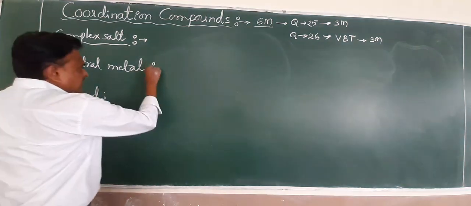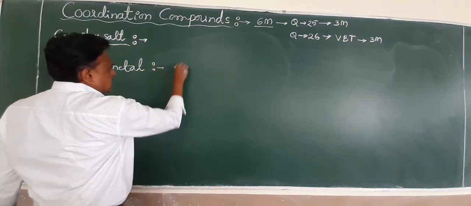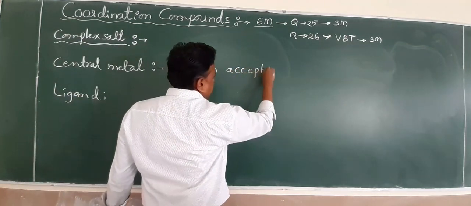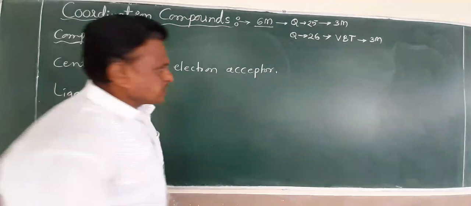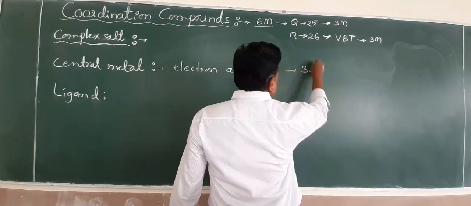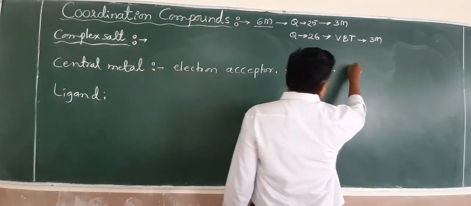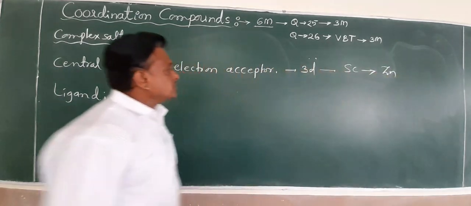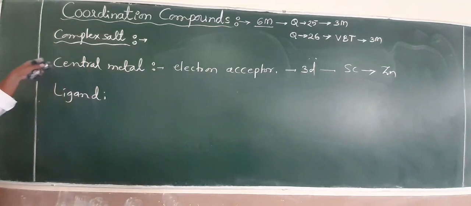What are central metals? These are electron acceptors. The best electron acceptors are in the 3d series. Which 3d series? Scandium to zinc. These elements come under the central metals.